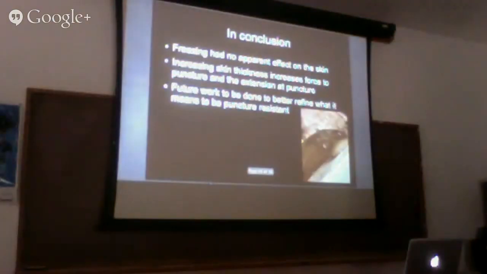So in conclusion, freezing really didn't have too much of an effect. As I figured, as you increase thickness, you do get an increase in the force it takes to puncture. I wasn't expecting it to increase with the extension that it failed at. I thought they would be inversely related. So I think the next step would be to take these tissues and do some histology on them and see what's going on, because the literature on how fish scales are supposed to avoid puncture is very different from what I found in how hagfish are doing it.